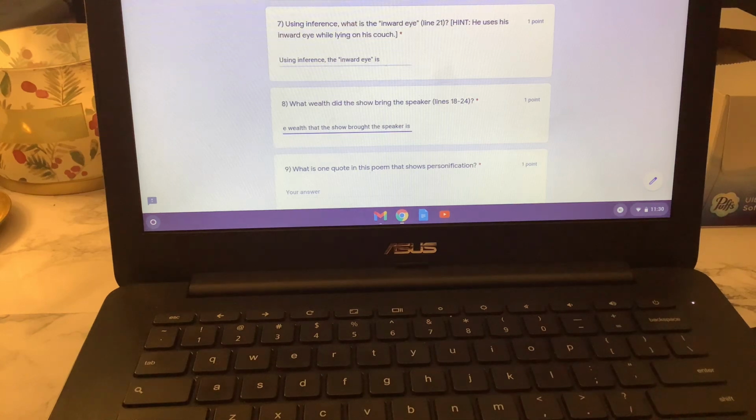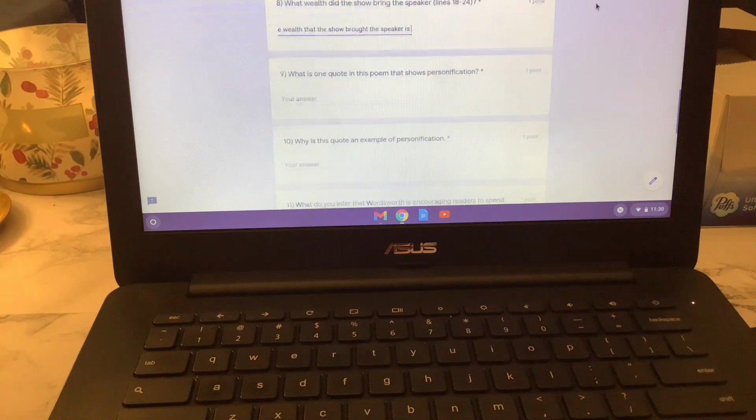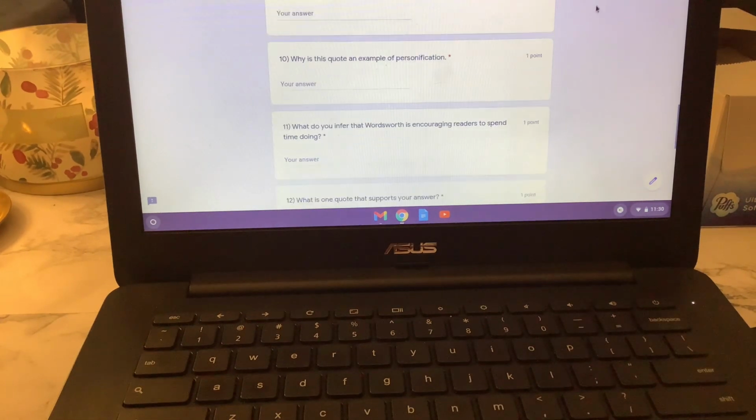Okay, so this last stanza is getting at what wealth the show brought the speaker. I would personally focus on the last 2 lines there as I'm answering this question. So again, pause, and when you've got an answer, come on back.